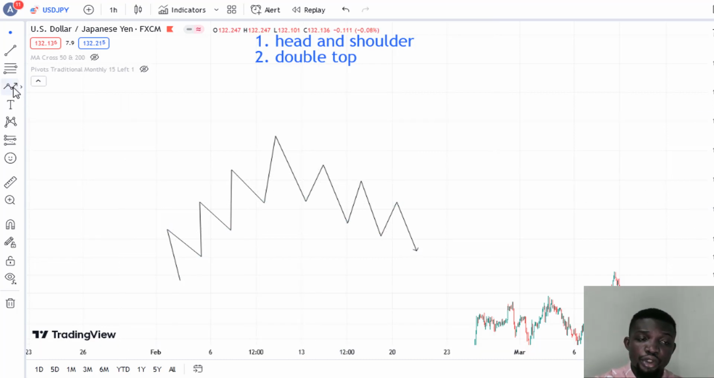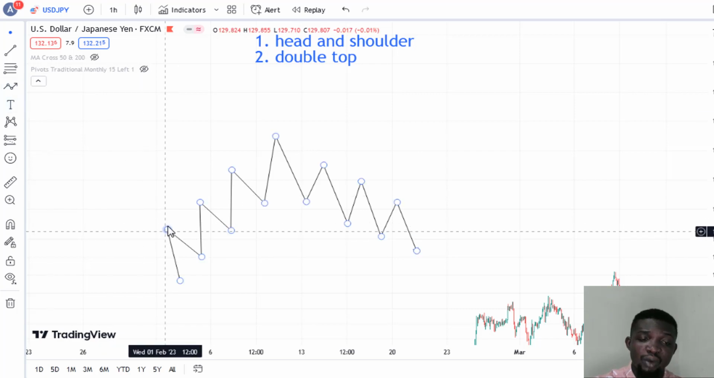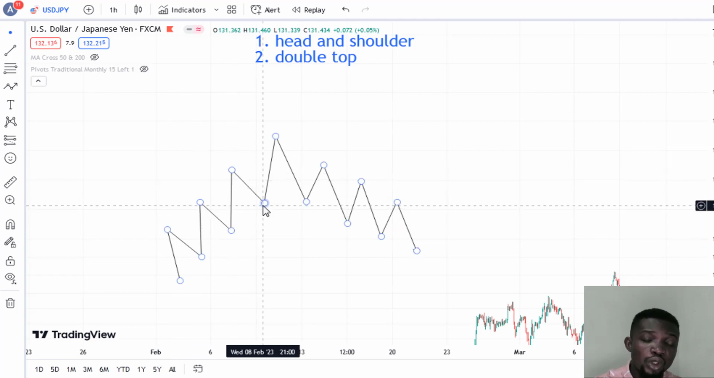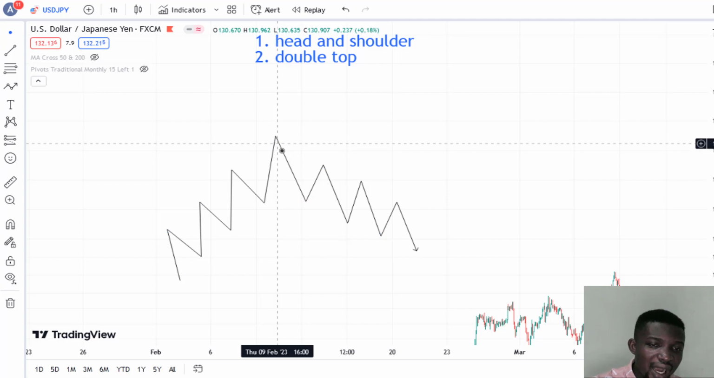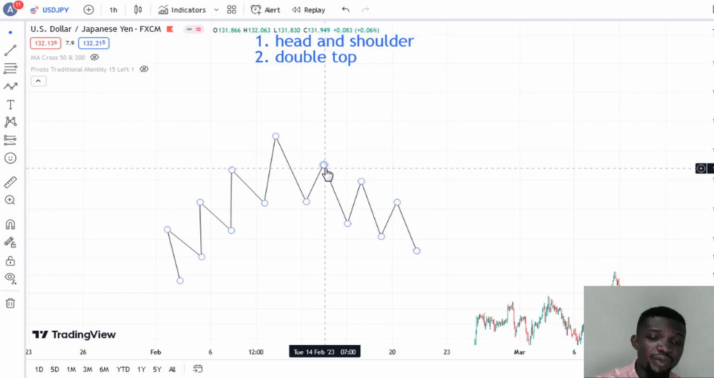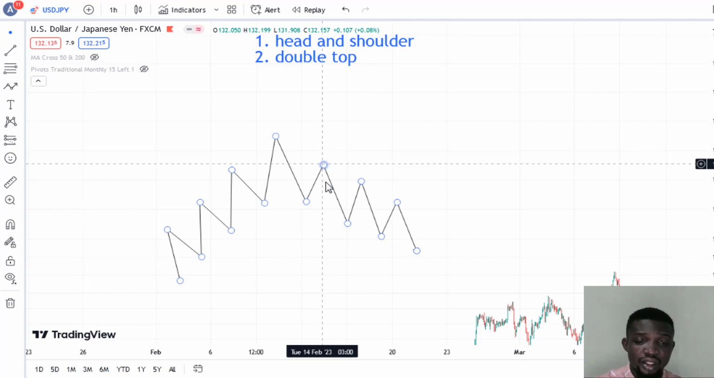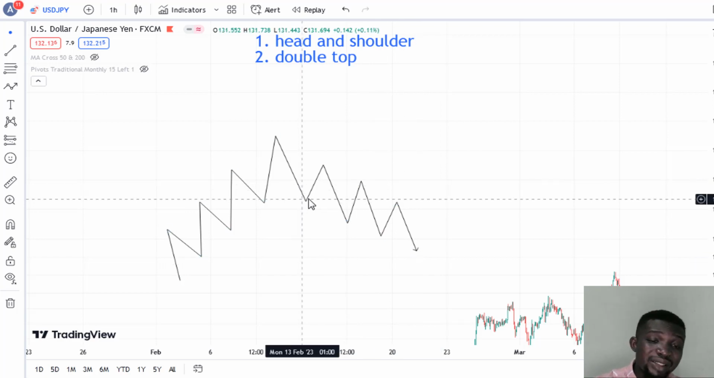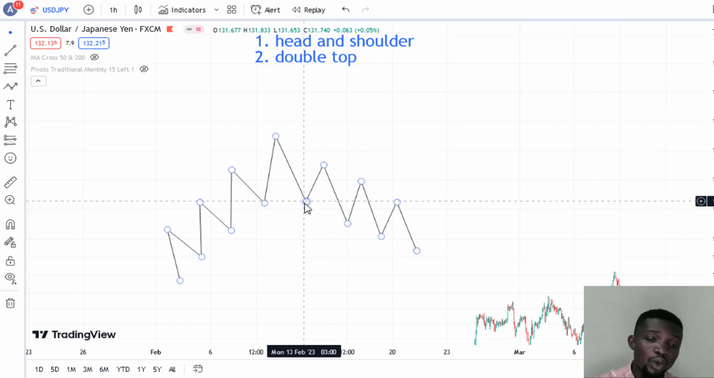Now, at the end of the day, you realize that we are having higher high, higher low, higher high, higher low, higher high, higher low, higher high. Then we add a higher low, but it failed to give us a higher high. So now we have a lower high, lower low, lower high, lower low, lower high, lower low. And automatically this will no longer be a higher low, but a lower low. And this one will no longer be a higher low, but a lower low.